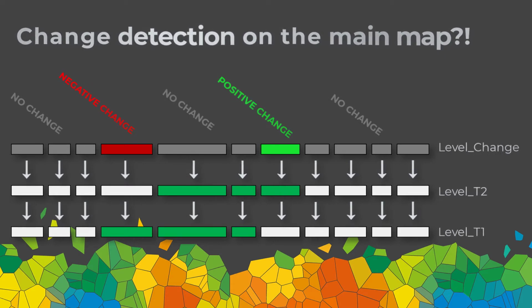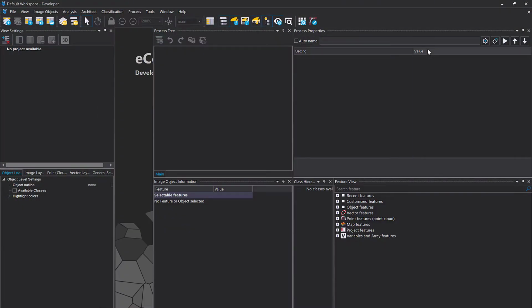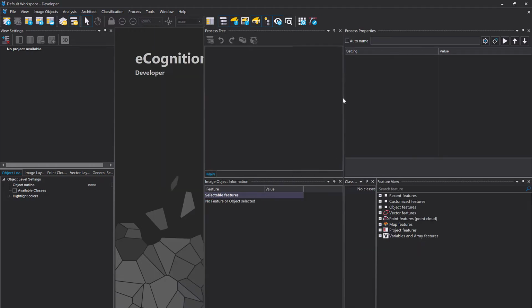So we have vegetation growth. And that also nicely shows how you can use image object level hierarchies in eCognition to, in this example, classify change between two time steps. Okay, enough talking. Let's have a look at the data. And first of all, we're gonna create a project. So we're gonna load the data that you're gonna find in the data folder.